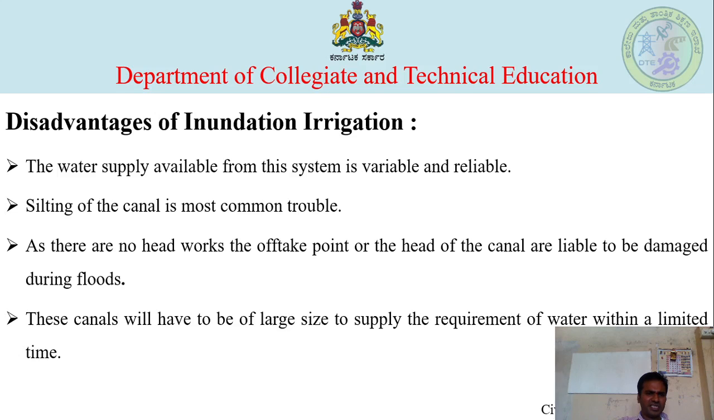Next, disadvantages of inundation irrigation. The water supply available from this system is variable and unreliable.